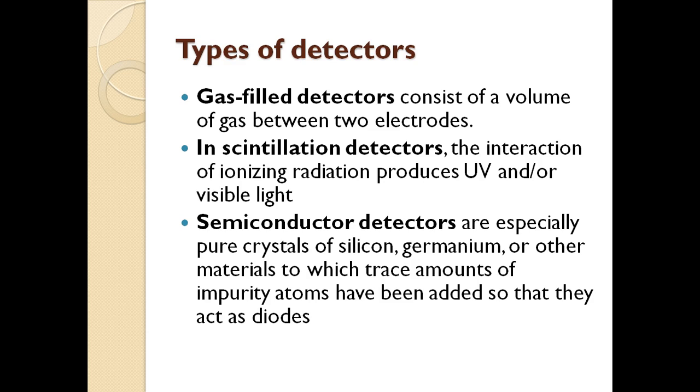Here are some types of detectors. Gas filled detectors have gas filled between two electrodes. Scintillation detectors have ionizing radiation that produces ultraviolet or visible light. Semiconductor detectors are especially made up of germanium and small traces of other impurities so that they can act as diodes.